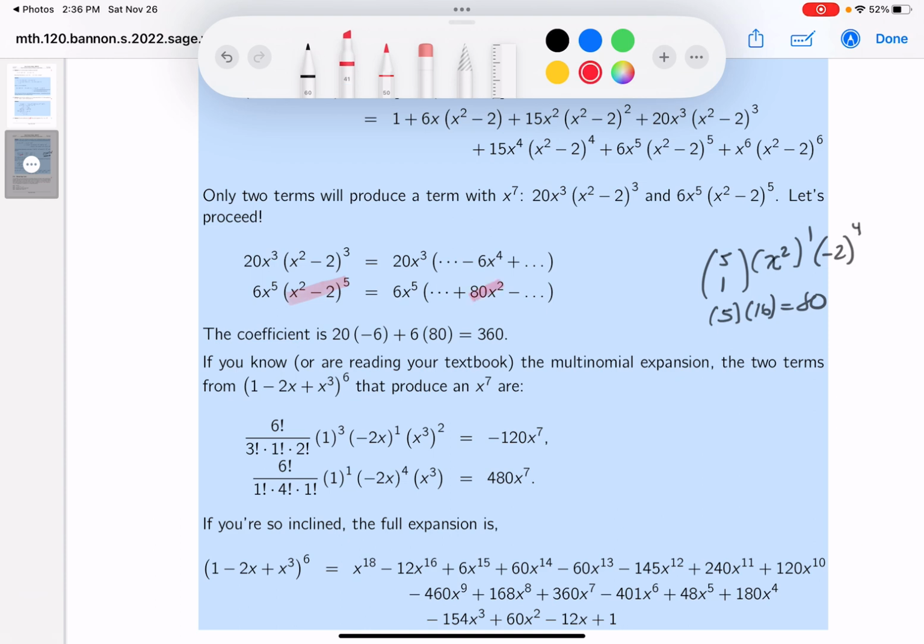I'm seeing that. And let's talk about the number now. This is the coefficient on the 7th degree term. So you're going to get 20 times minus 6, and you're going to get 6 times 80. And if you do that arithmetic, you'll get 360.